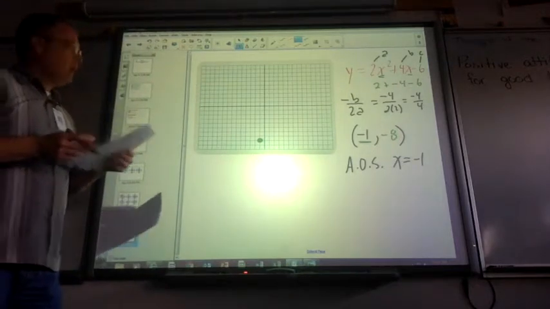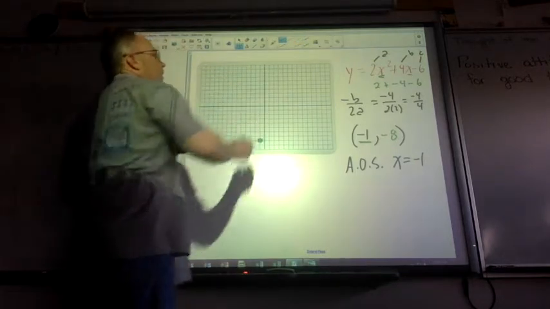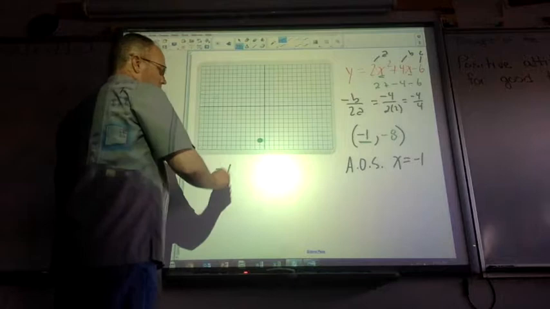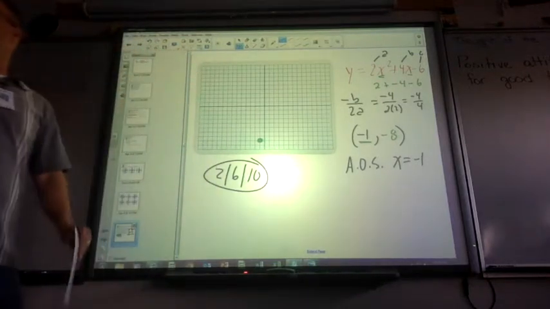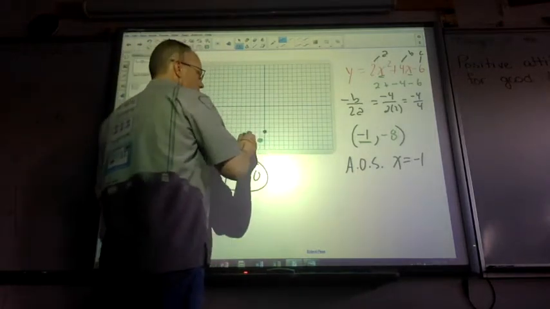I know my axis of symmetry is there. We got that? Now, can I pattern graph off this using 1, 3, 5? No, it's not 1, 3, 5. It's 2, 6, 10. Agreed? Because there's a lead coefficient, right? The a value is 2. So from here, I'm going to go right one, up 2, left one, up 2.